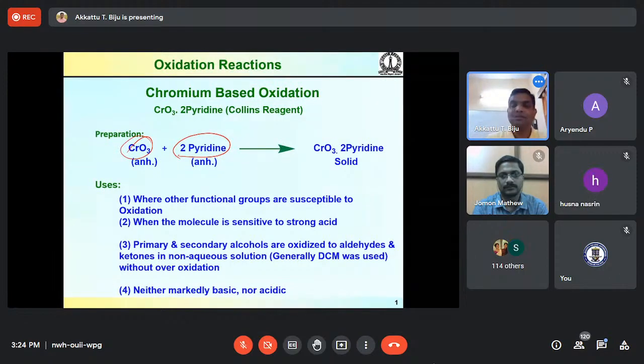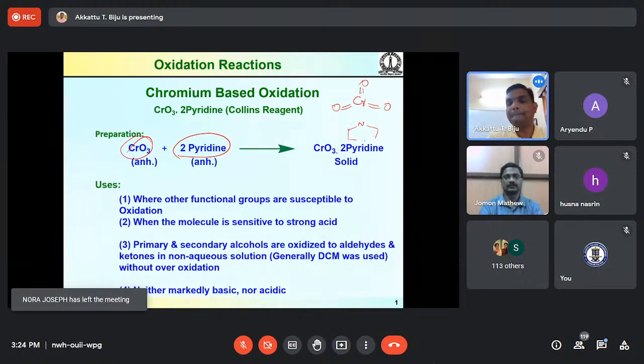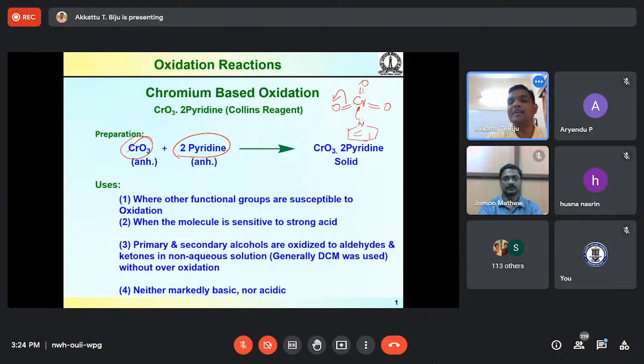So what will happen? If we have chromium trioxide and pyridine, and you add this, it can form a species like this, an ionic intermediate. You can also think about a second molecule of pyridine addition, making one of the chromium oxygen double bonds intact so that the nucleophile or hydroxy functionality can add.